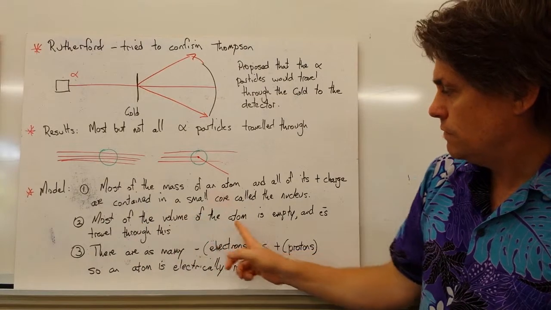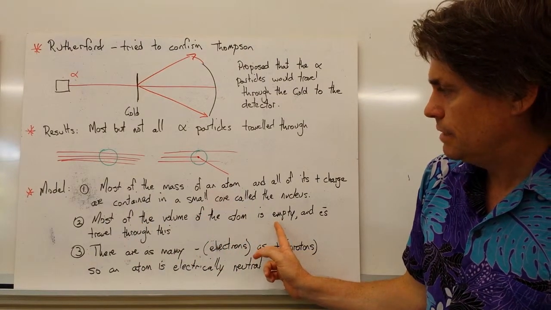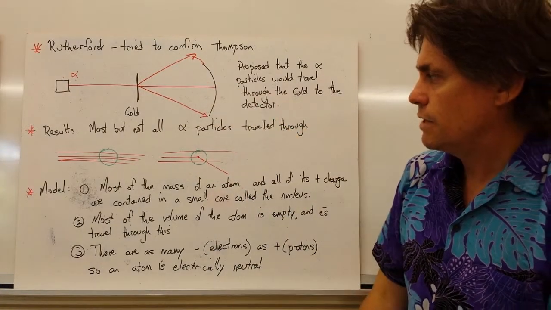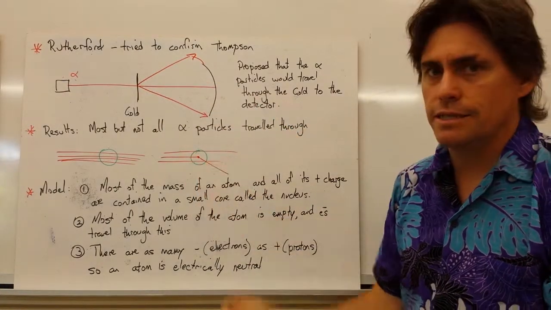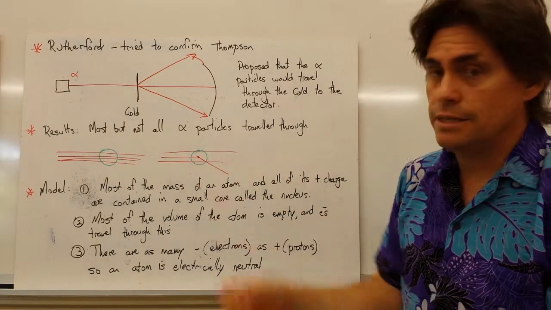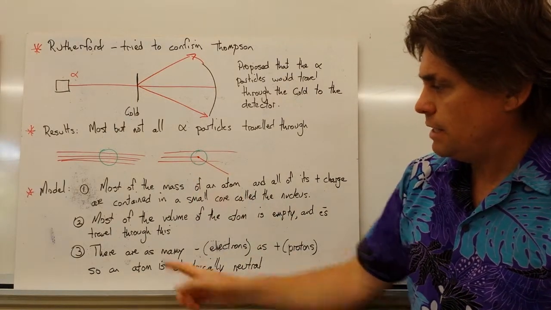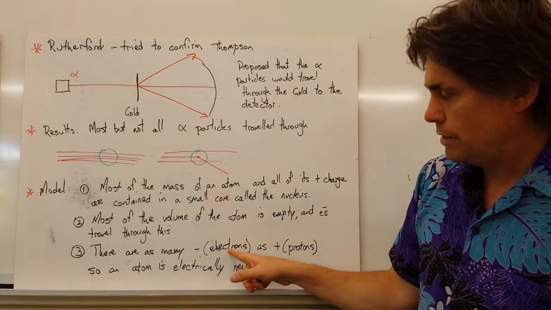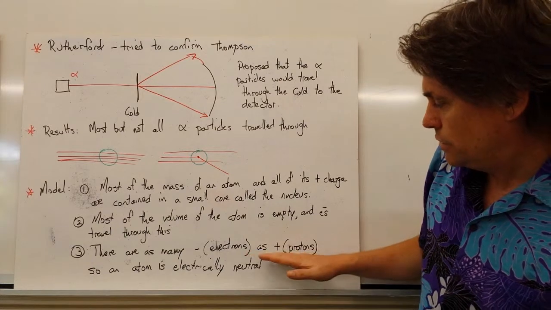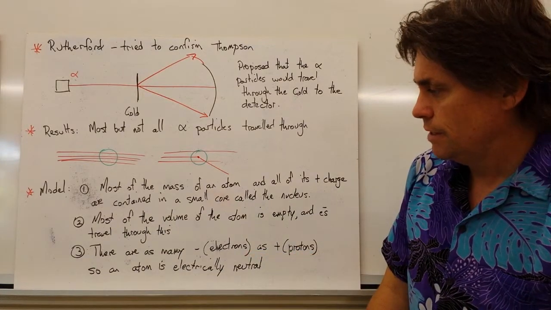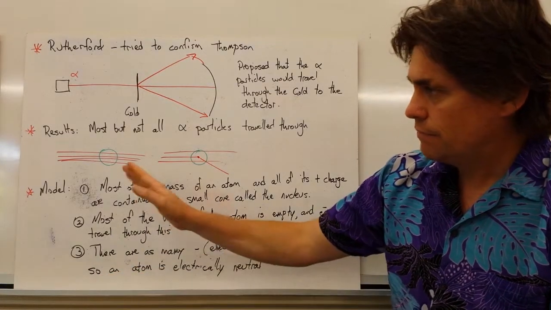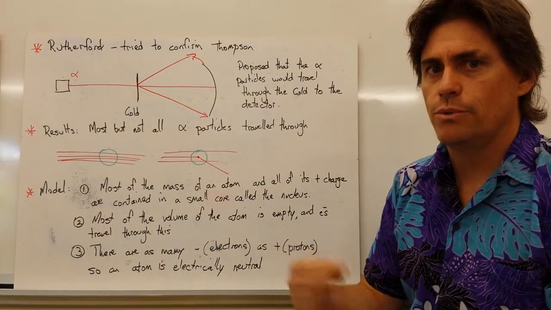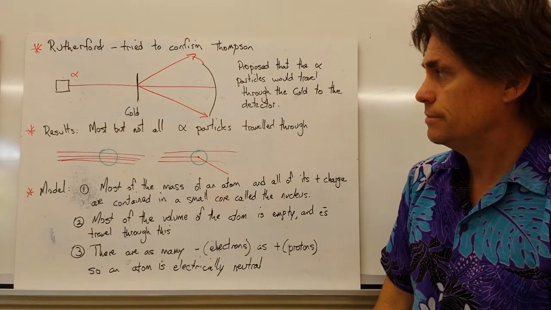He also said that most of the volume of the atom is empty, and that electrons travel through this. So the evidence that most of the alpha particles travel through indicates that most of this space in the atom is empty. And finally, he said there are as many negative charges, which we know were electrons, as positive charges, and he called those protons. So this gave us the idea, once again following on from Thomson, that an atom is electrically neutral unless we remove or add electrons to it.